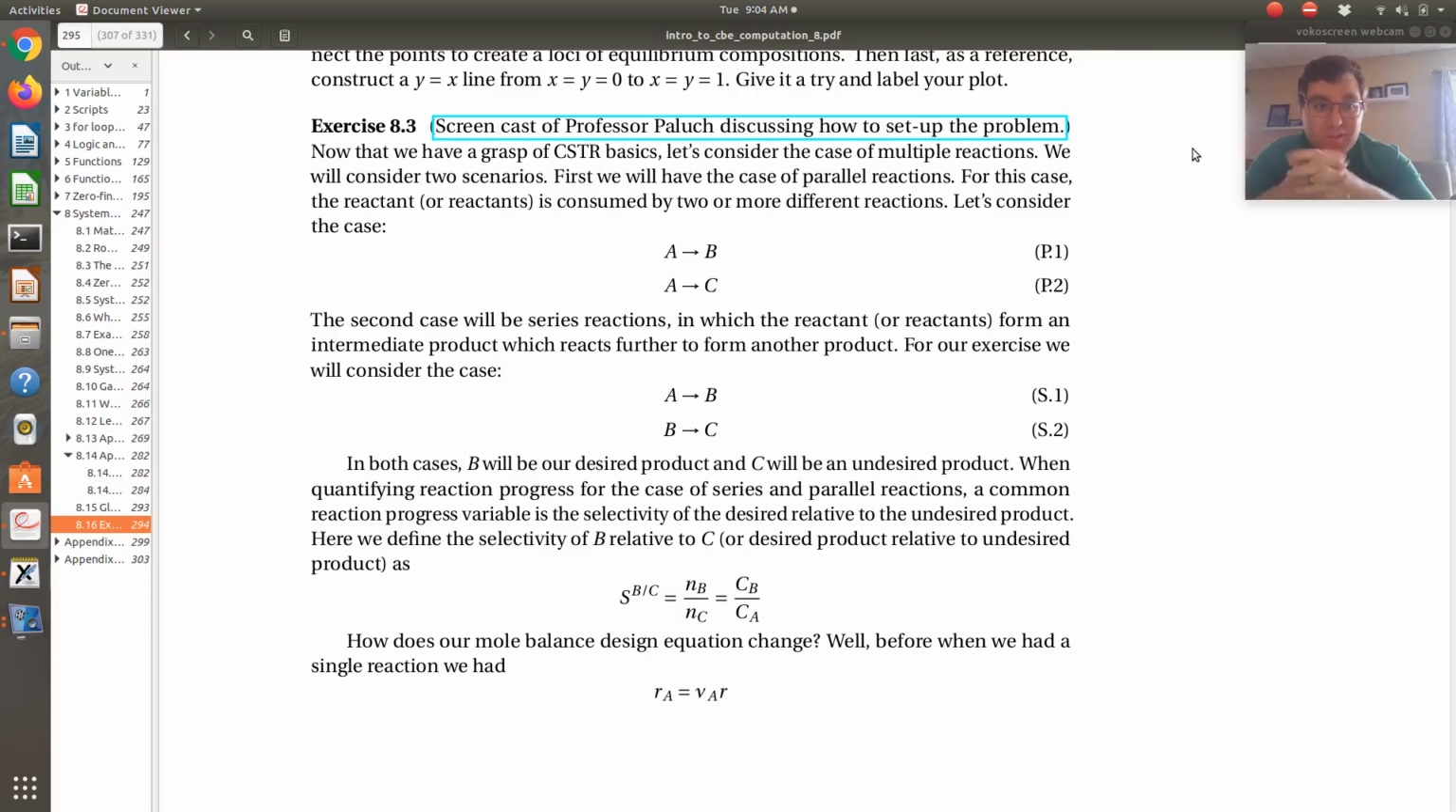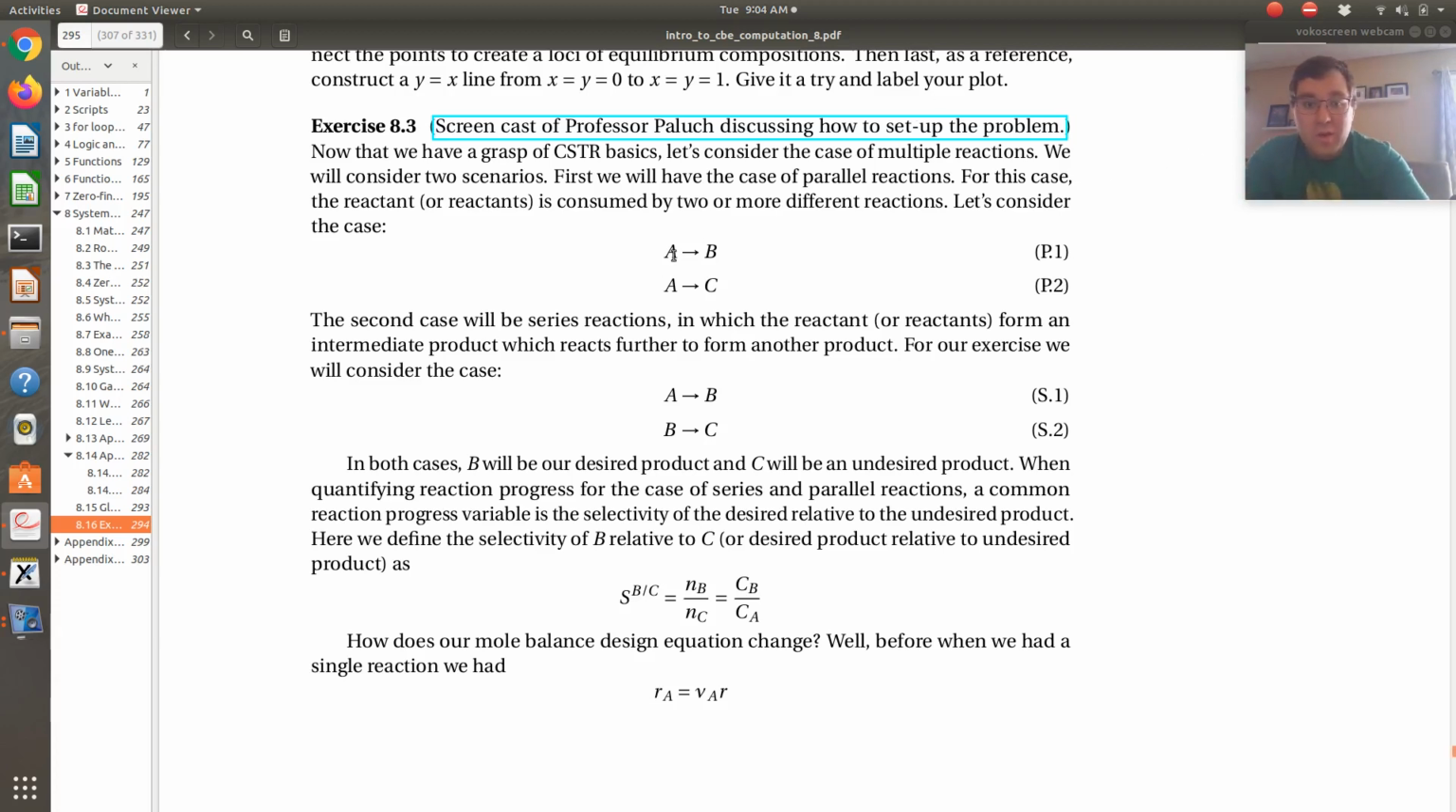All right, there still seems to be a number of questions about exercise 8.3, and then exercise 8.4 is one and the same, so series and parallel reactions in an isothermal CSTR. And so I want to try and take a second shot at trying to walk you through how to set this thing up and explain what everything means.